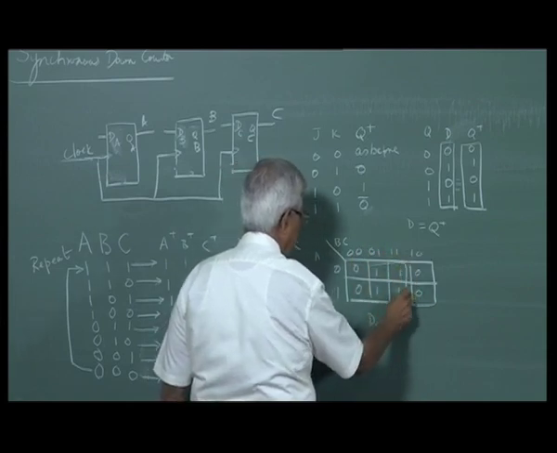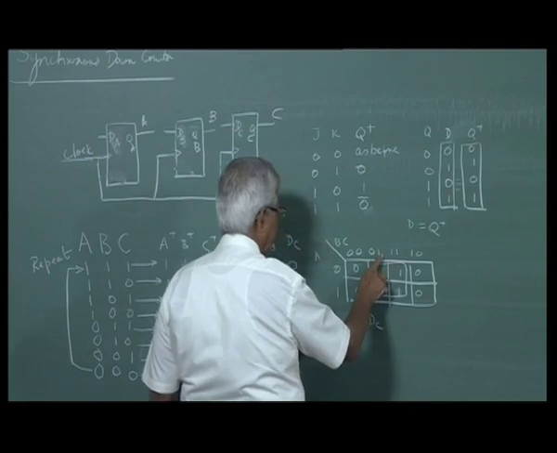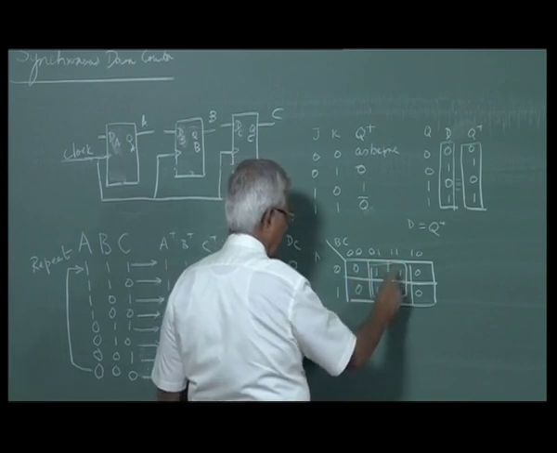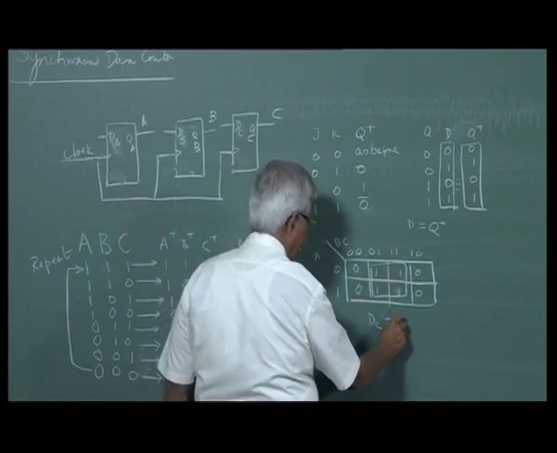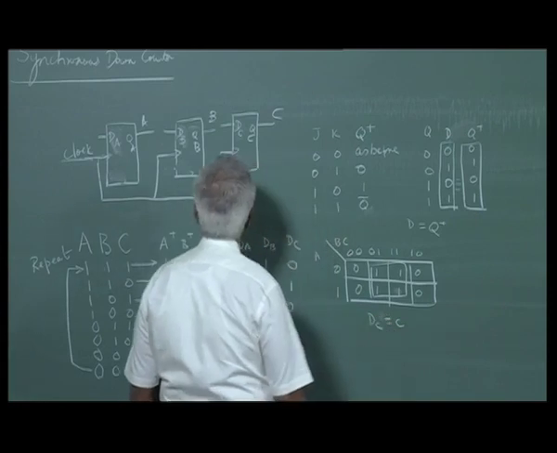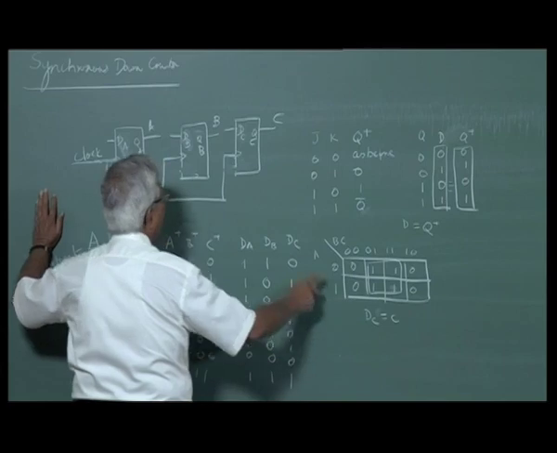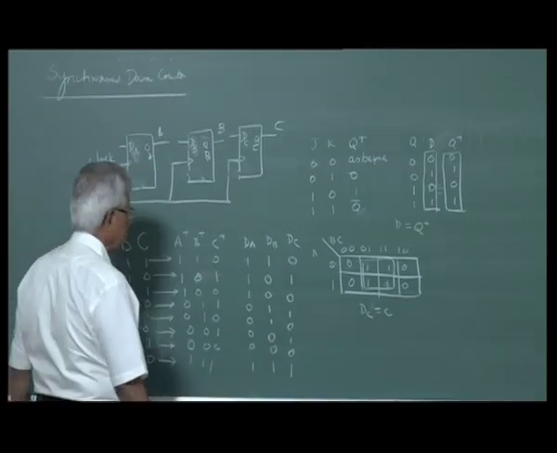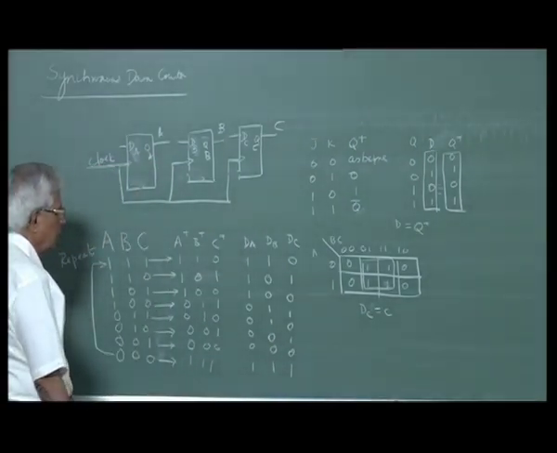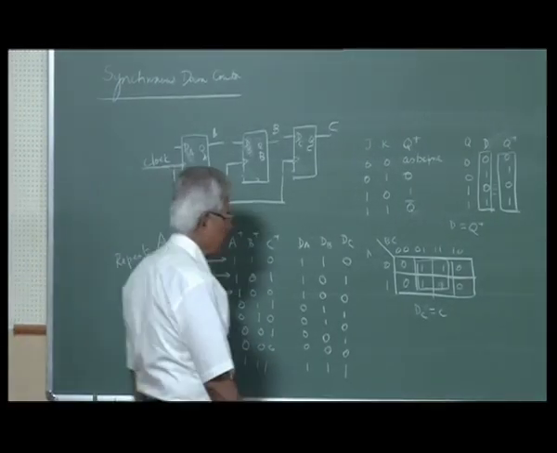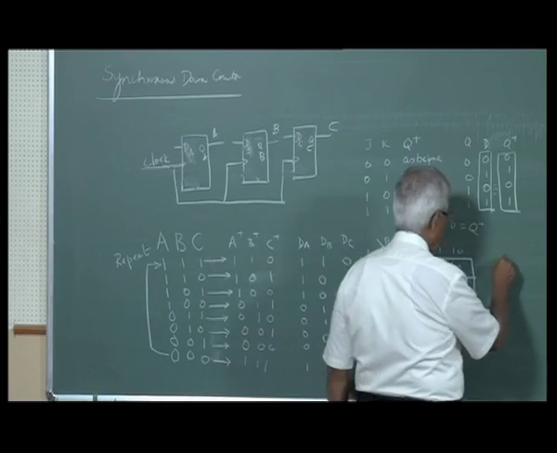So my DC should be same as C. This is C. This is B is 0, C is 1. DC is same as C. So if I get this C output into this DC, then we will have DB.